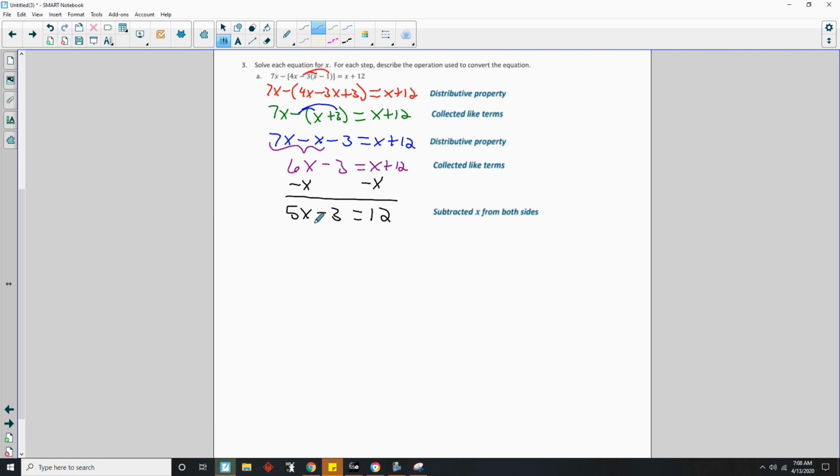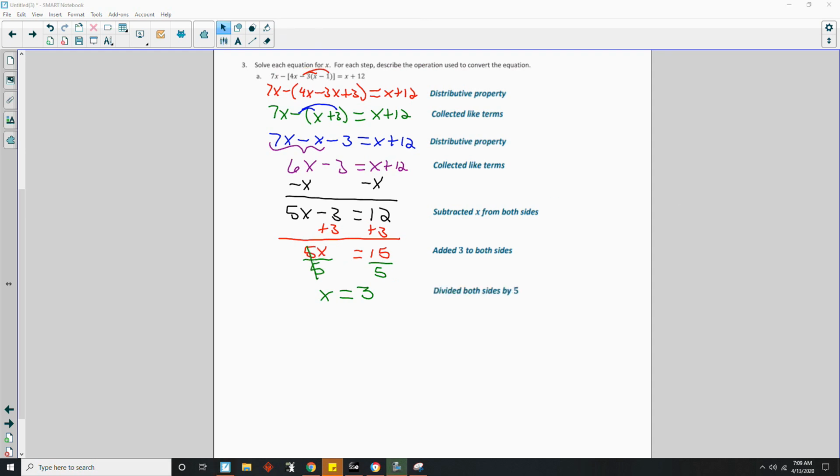Okay, and then we're going to isolate the variable by adding 3 to both sides. That will leave me with 5x on the left. The 3's cancel, and 12 plus 3 is 15. So I added 3 to both sides. Okay, next step, divide both sides by 5, trying to get that variable down to 1x. These cancel, and I get x all by itself. 15 divided by 5 is 3. So we could say divided both sides by 5, or the division property of equality. And there's our solution, x equals 3.